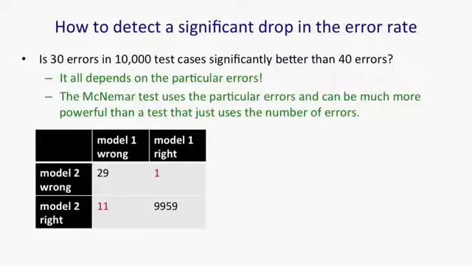And if you look at that, there's an 11-to-1 ratio, and it turns out that's pretty significant. Model 2 is definitely better than Model 1. That didn't happen by accident, almost certainly.